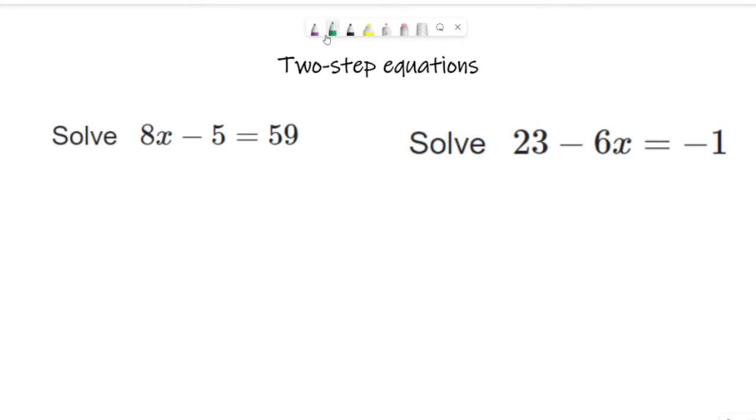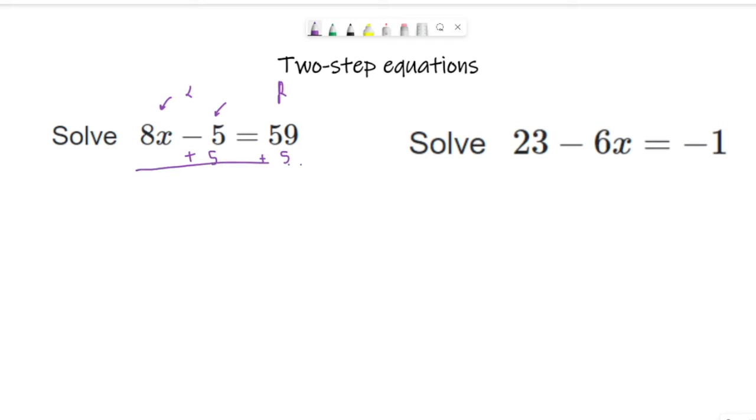As you can see, the first example here is 8x minus 5 equals 59. So two operations are going on, 8 times x, then take away 5. First we will deal with the thing which is a little bit far away from x, which is minus 5. The inverse of minus 5 is plus 5. As you know, there's an equal sign, so the left hand side is equal to the right hand side. If we do something on the left hand side, we have to do the same thing on the right hand side as well to keep them equal. So plus 5 here as well.